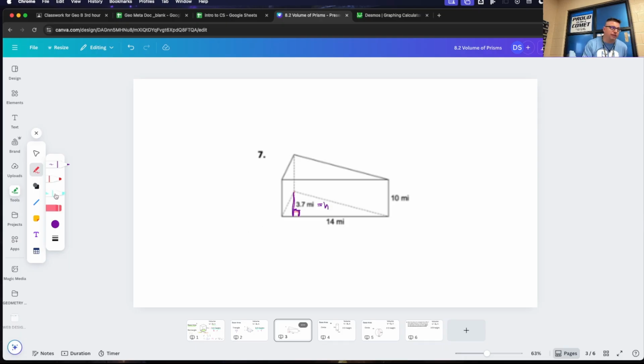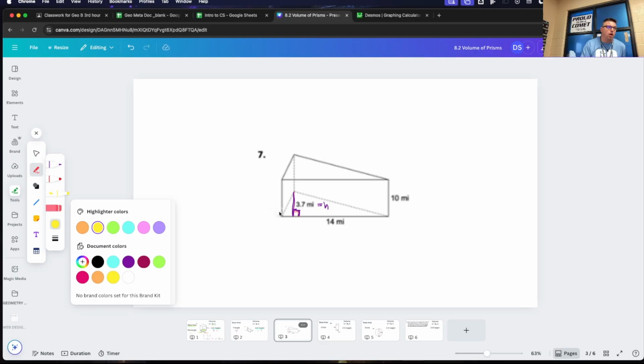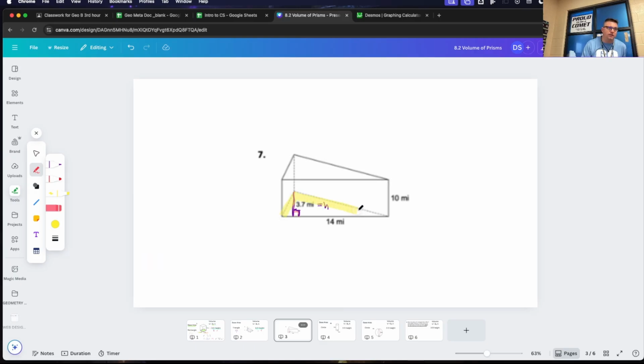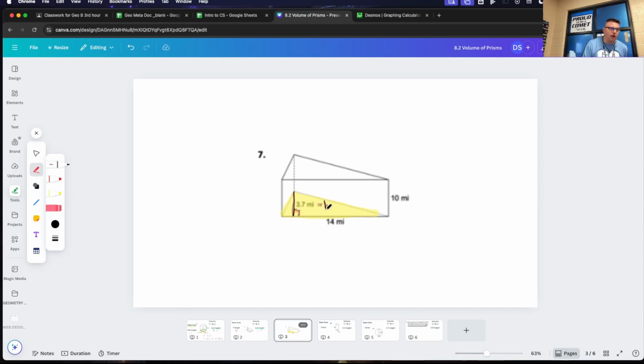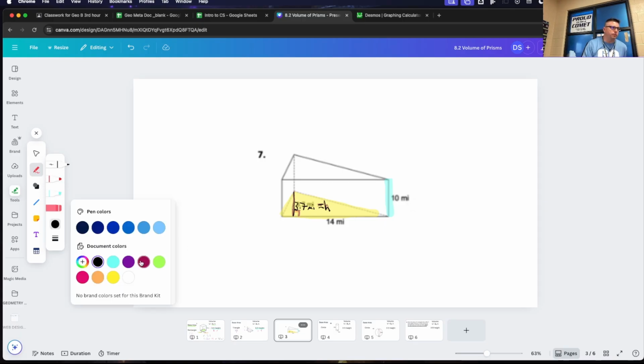So when I'm looking at this triangle, when I say this triangle, I'm talking about the bottom piece of cheese or the crust of whatever you're talking about. That bottom triangle, this right here, is my height of the triangle. That's 3.7, and apparently it's in miles. And then when I talk about my 3-dimensional height, that would be the 10 that's there.